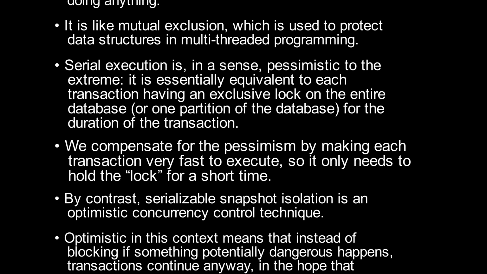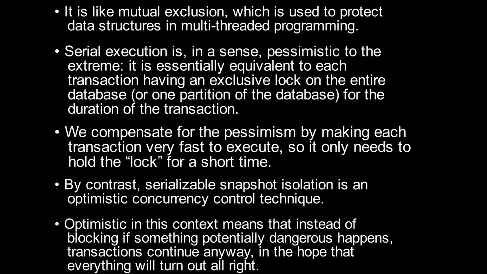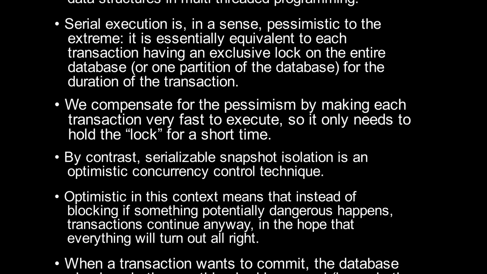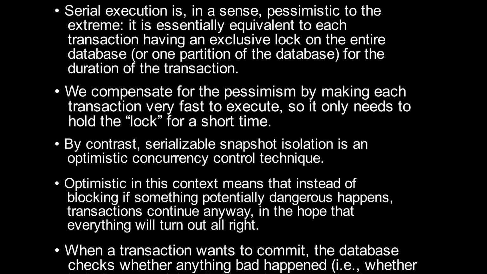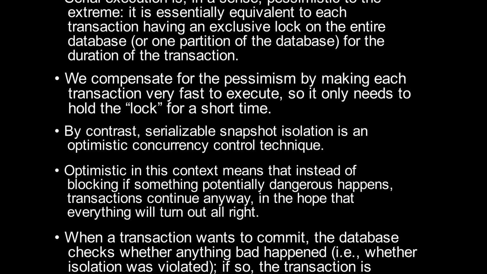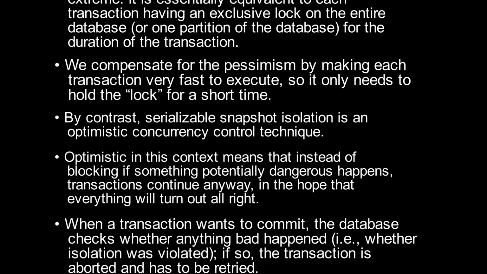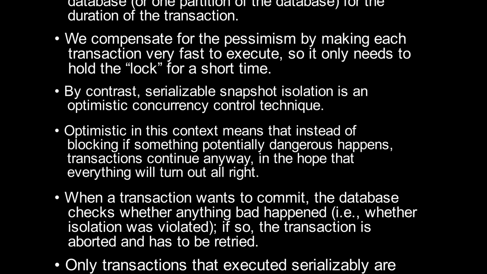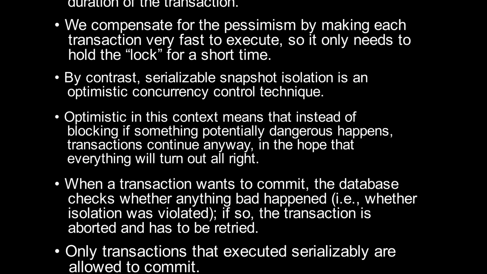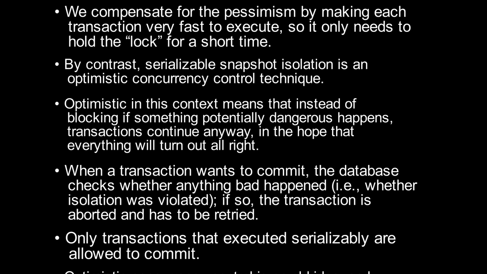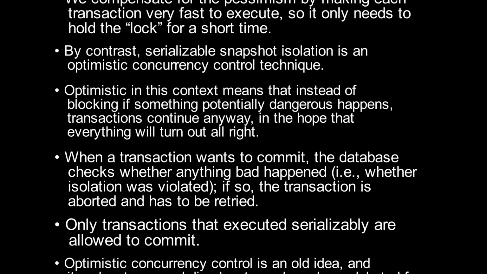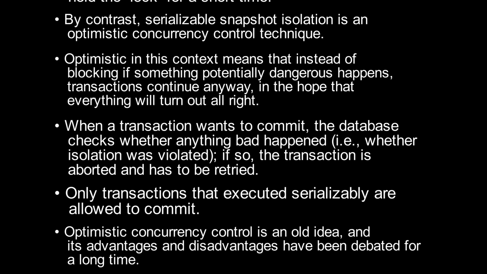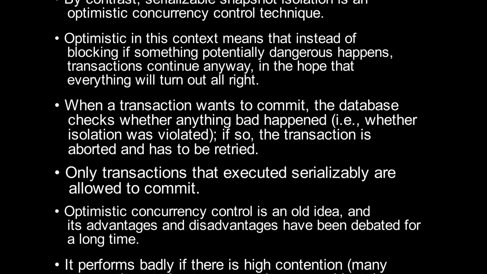By contrast, serializable snapshot isolation is an optimistic concurrency control technique. Optimistic in this context means that instead of blocking if something potentially dangerous happens, transactions continue anyway, in the hope that everything will turn out all right. When a transaction wants to commit, the database checks whether anything bad happened, i.e. whether isolation was violated. If so, the transaction is aborted and has to be retried. Only transactions that executed serializably are allowed to commit.